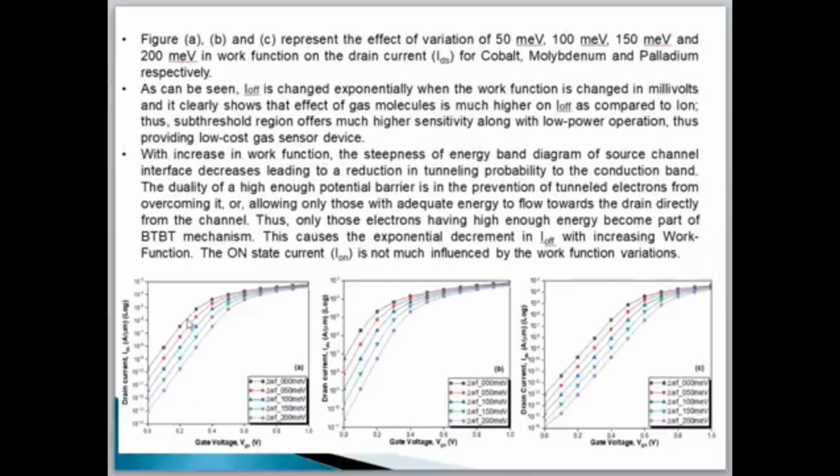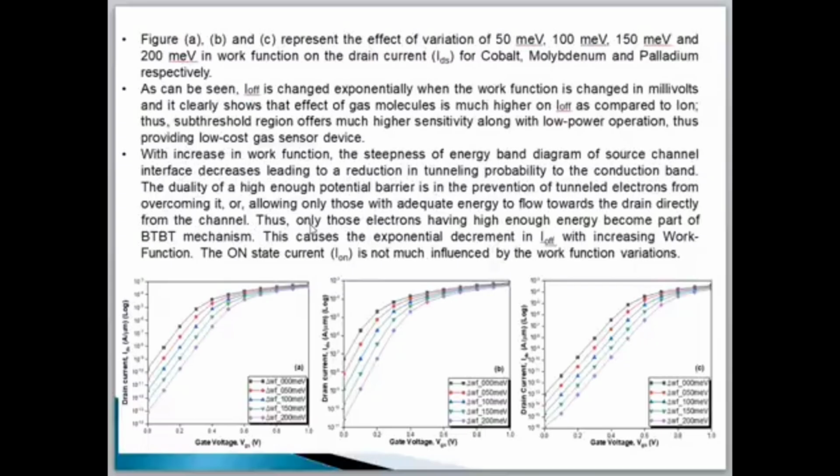The reason is that a high enough potential barrier prevents tunneled electrons from overwhelming it, allowing only those with adequate energy to flow towards the drain directly from the channel. Due to the reduction in the tunneling probability and the increase in the barrier at the source-channel interface, only high energy electrons can cross from the source to the channel region. This results in a reduction in the off current of the device when it is in the off state.